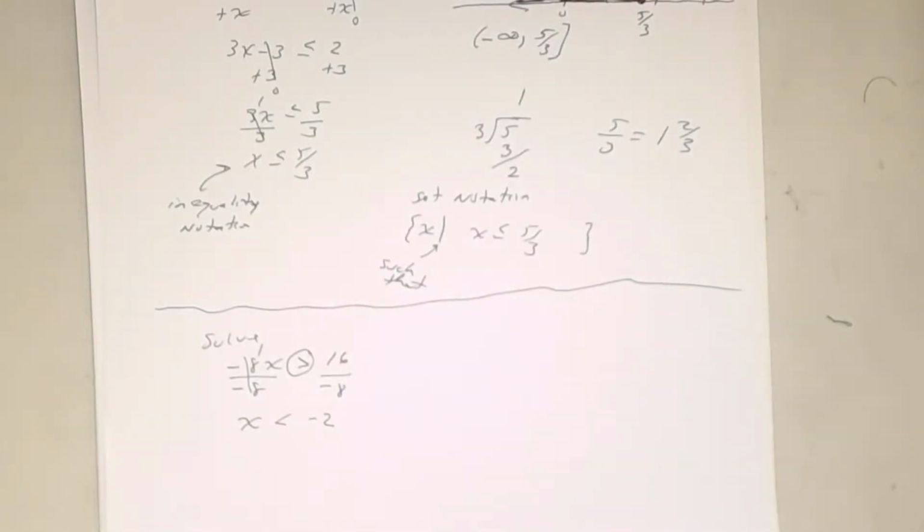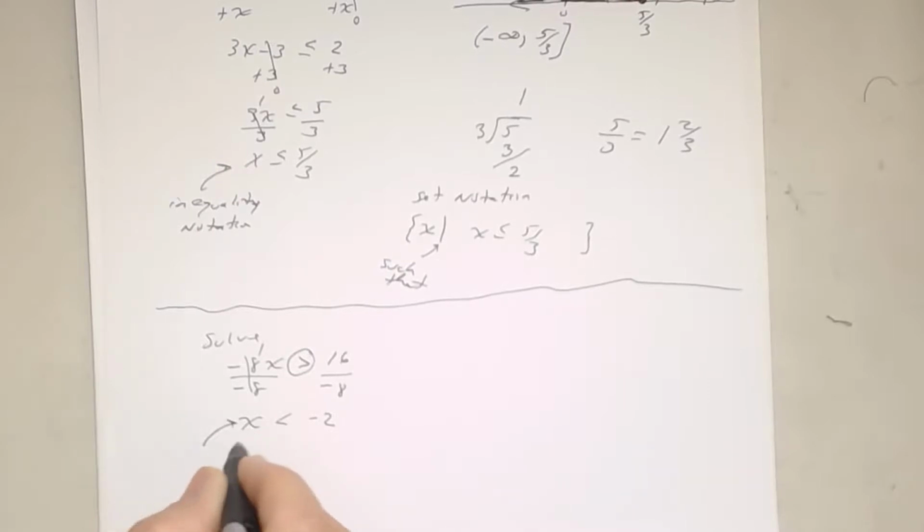All right, so the whole point of that particular one is to remind you that when you multiply or divide an inequality by a negative number, you have to reverse the inequality symbol. I will never forget that. And then you do the rest of this like you did before, so you graph it. Now this right here is what notation? Inequality notation.